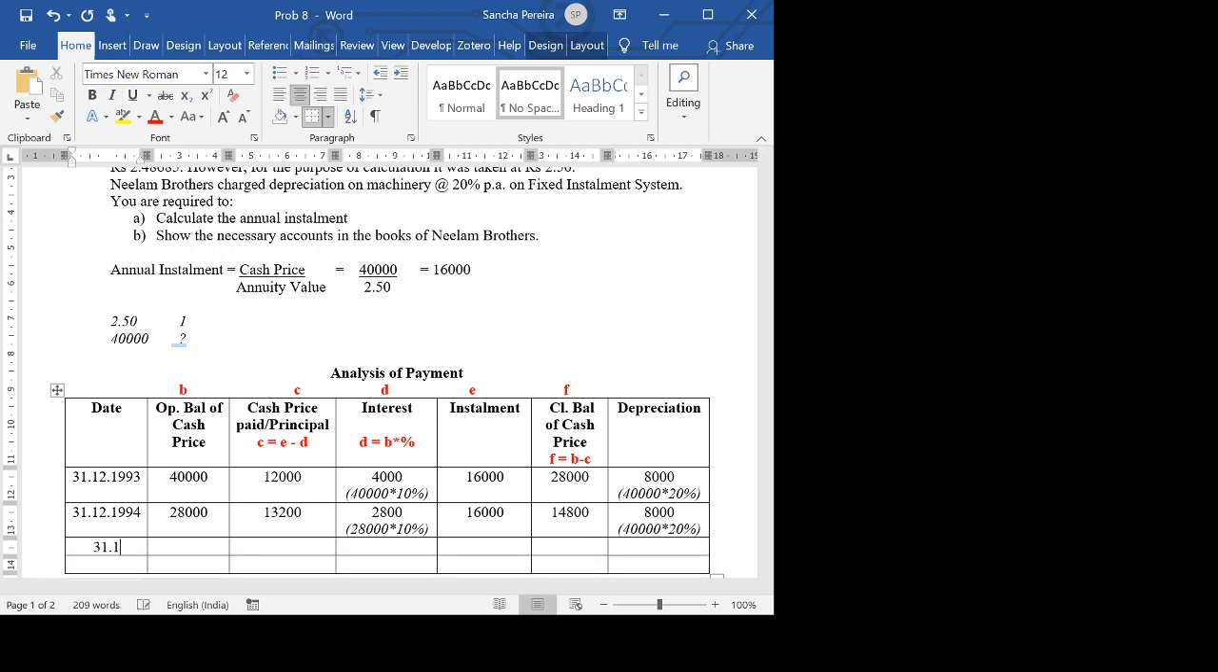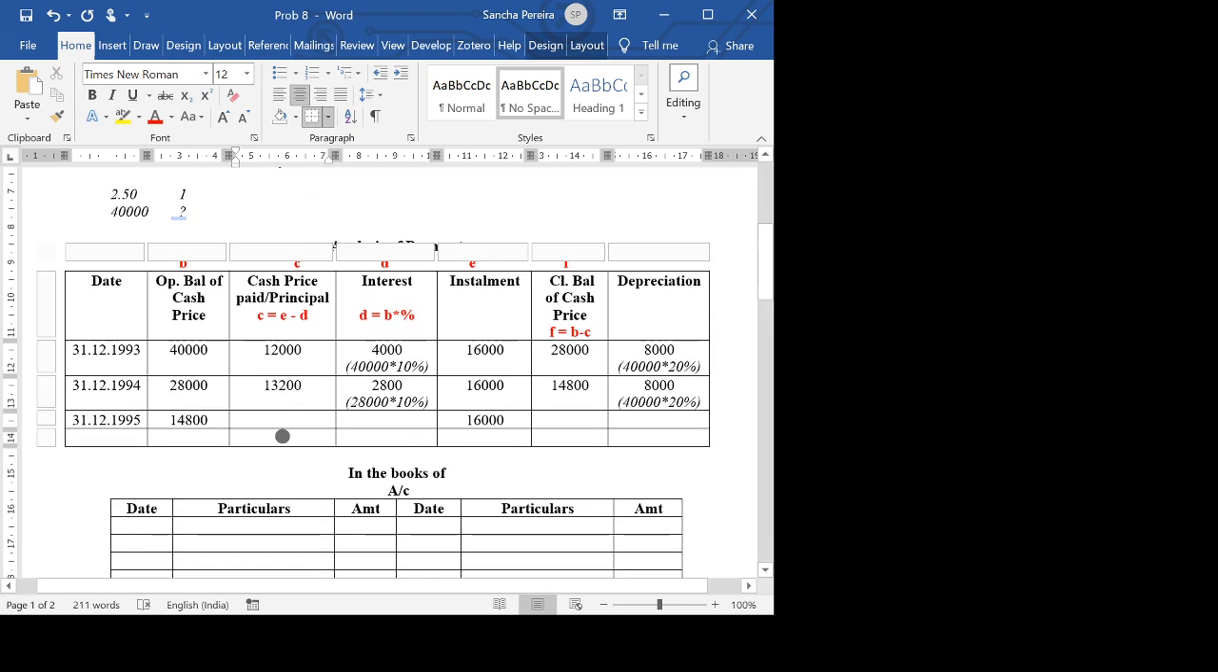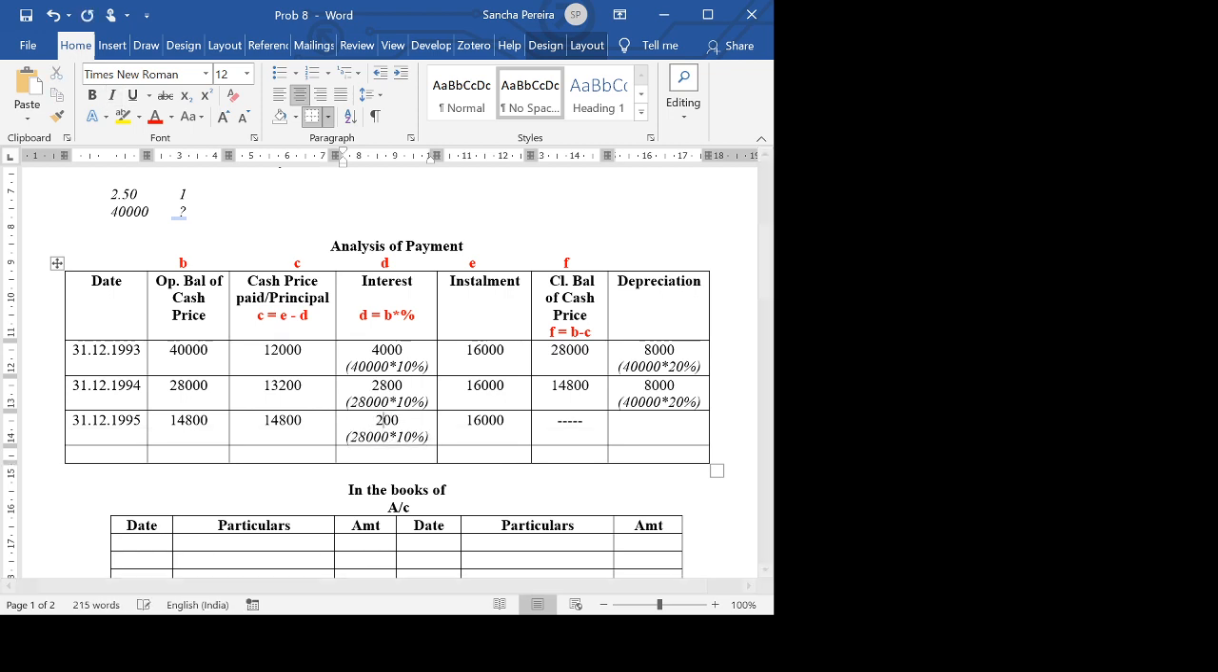So the last installment now, 14,800. We know the installment, which is 16,000. Are we going to calculate interest here? I want this closing balance as 0. So we are going to write the same amount, and the balancing figure is going to be the interest. That is 1,200. Yes, very good, Rishi. So it's going to be 1,200.